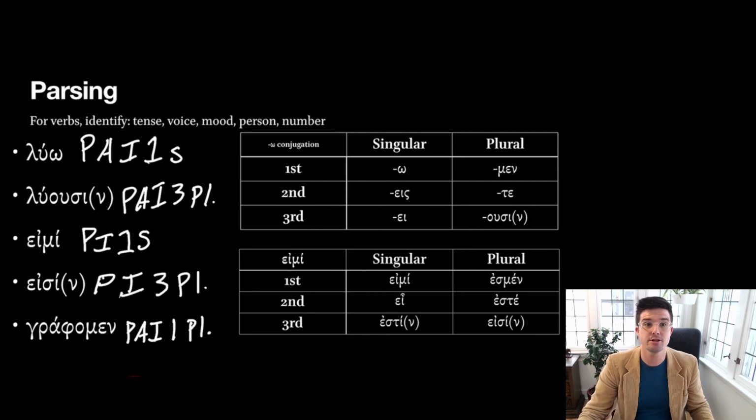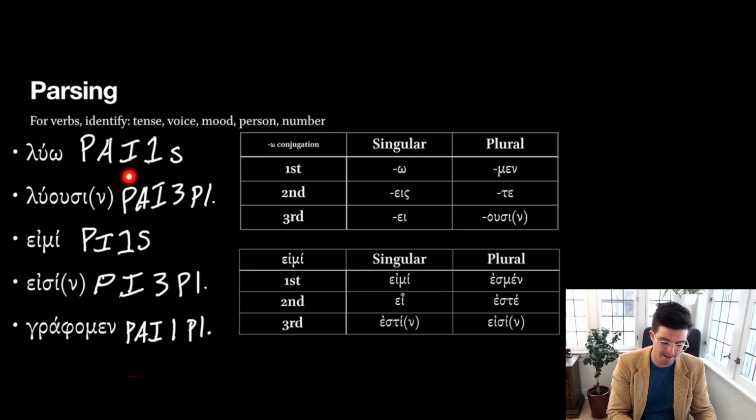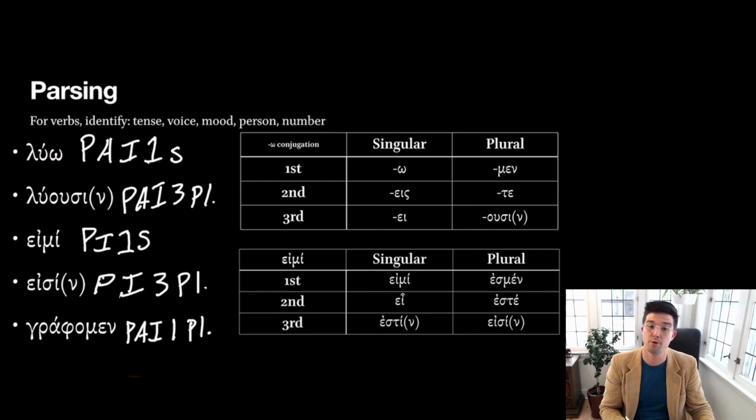So your answers should look something like this. You may have spelled this all out. You can either abbreviate or spell these things out. Either way, it's fine with me, especially for the purposes of practice. But what this indicates is present active indicative, PAI, first person singular. So over here we have O, indicating the first person singular. For luusin, we have a present active indicative, third person plural. Our ending over here, third person plural, usin.